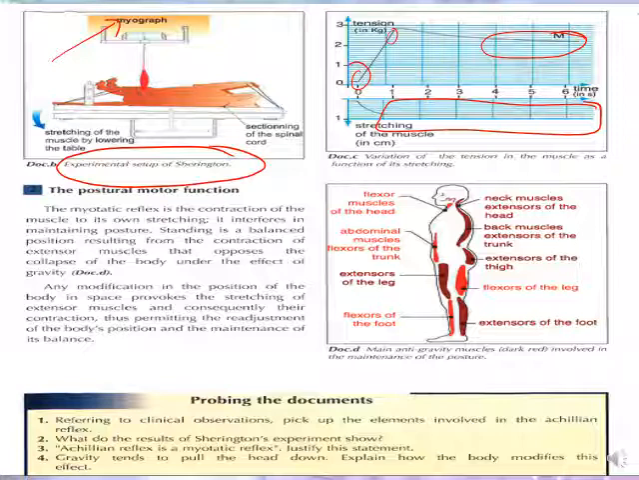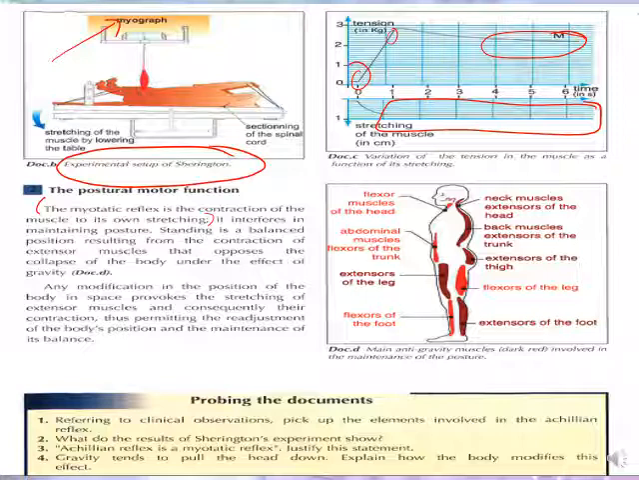Moving to paragraph 2, the posterior motor function. The myotatic reflex is the contraction of the muscle to its own stretching. It intervenes in maintaining posture. Standing is a balanced position resulting from the contraction of the extensor muscle that opposes the collapse of the body under the effect of gravity.